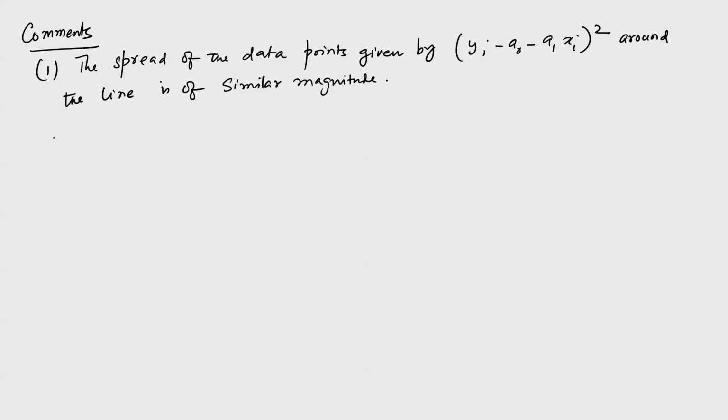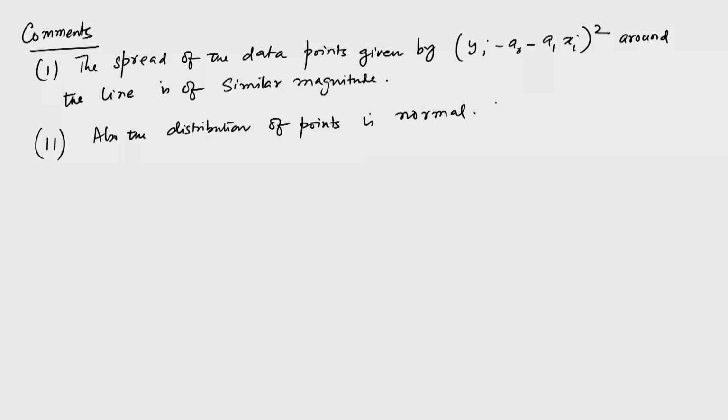And the second thing, which I will not elaborate here, but will do in another example, is that the distribution of points is normal. So, it corresponds to a normal distribution, which is what we have discussed earlier. So, this is a check that you should do, but we will give you another check.